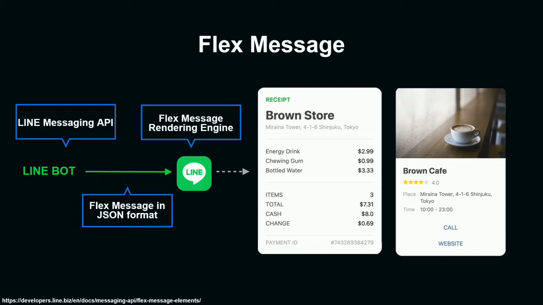Flex Message is JSON-format text that enables you to arrange layouts as desired. The layout can be changed as we do with HTML code, and each component is neatly displayed. Like here, an official account uses a Line bot to send a Line Flex message, and after the client receives it, it has a built-in Flex message rendering engine, and finally the user gets the actual render result. For example, the Brown store receipt or Brown cafe message card.